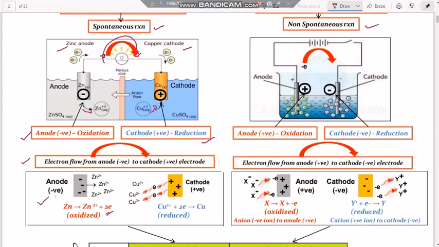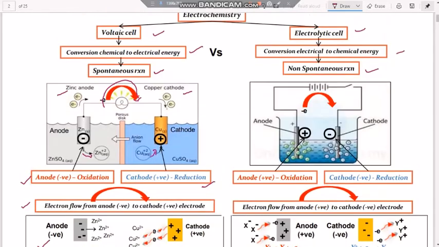The reason why we are calling the anode negative, and the cathode is there. In the case of the cathode, the cathode is positive because it receives electrons, and copper ions will get reduced at the cathode. That means the mass of the copper rod slightly increases, while the zinc rod mass definitely decreases. Copper rod mass increases because deposition takes place at the cathode, and dissolution takes place at the anode. So these things will take place in the case of the voltaic cell.